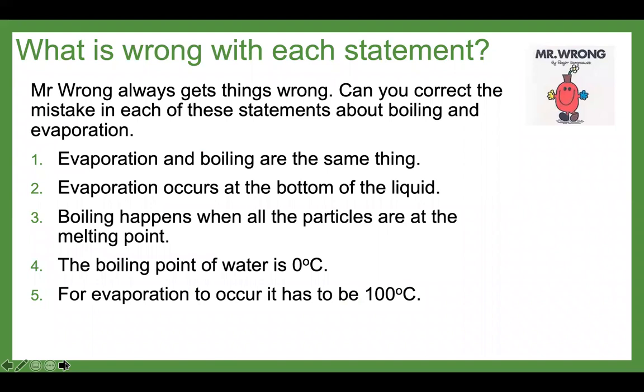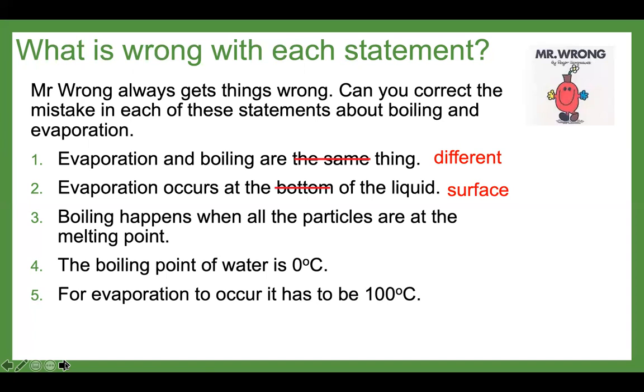Number 1, evaporation and boiling are the same thing. What's incorrect about this statement? Pause the screen. So, evaporation and boiling are actually different, aren't they? Number 2, evaporation occurs at the bottom of the liquid. What's wrong here? Pause the screen. Here, we know that evaporation occurs at the surface of the liquid. If we think about the puddle, the particles evaporate from the surface, okay?